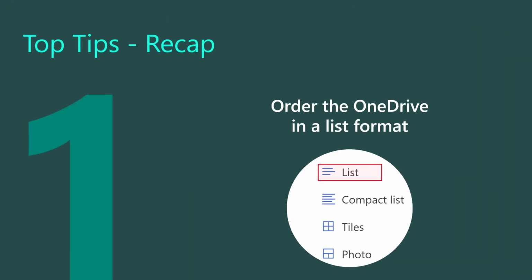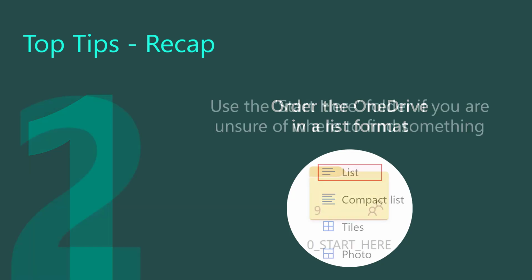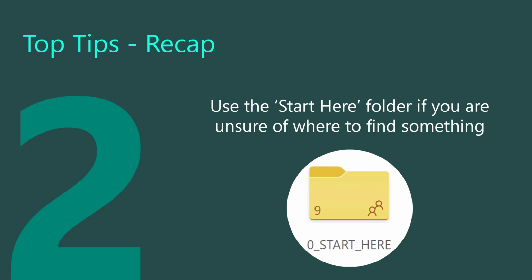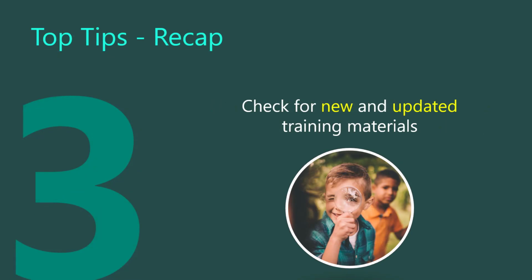Let's recap the top tips. Tip 1. Put the OneDrive into list format so that you see the materials in a linear order. Tip 2. If you are not sure where to start, use the folder marked Start Here, where you will find guides to support you, as well as briefings for all of the training available. Tip 3. The OneDrive is regularly revised to reflect updates and new features. Be sure to check in for new courses and resources.